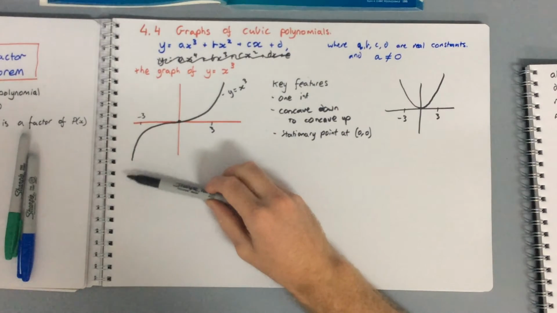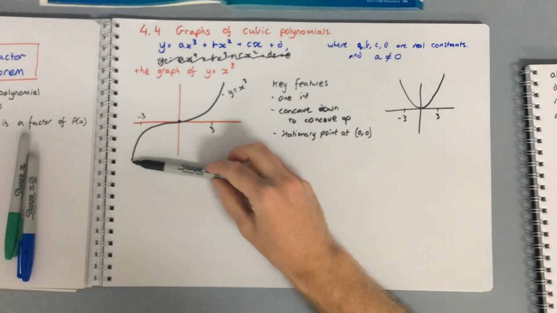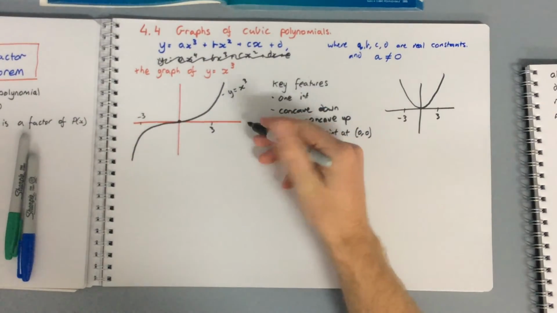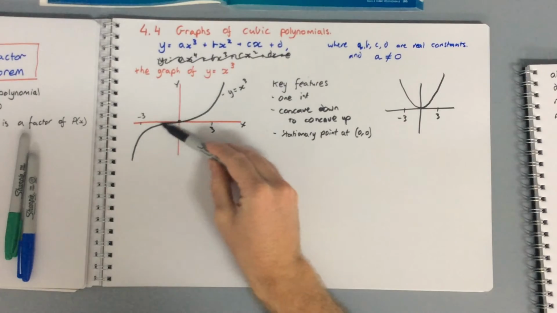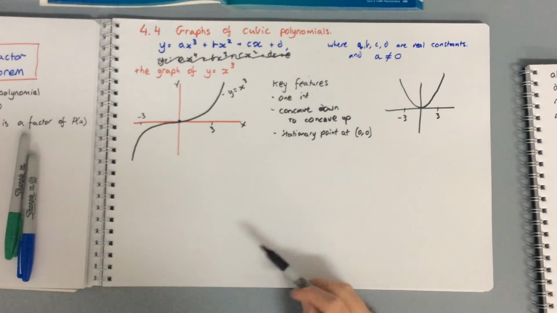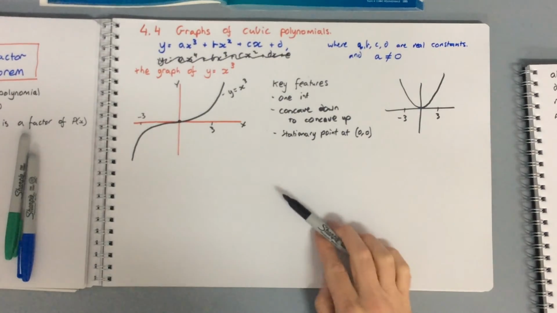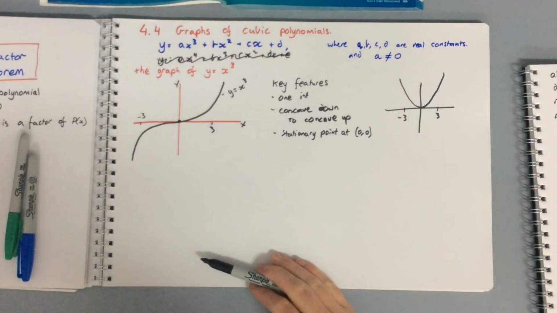And the last thing is for our general graph, we start from below the x-axis. I should have labelled those. So we start below. So those are a few key features. Next we'll be looking at dilations and translations. Just keep in mind that's what our general graph for x cubed looks like.